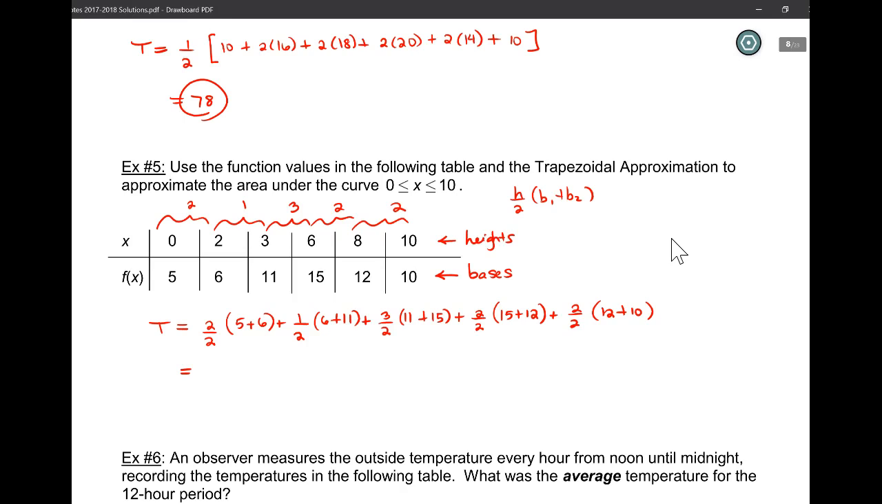So we have 5 plus 6 plus half times 6 plus 11 plus 3 halves times 11 plus 15 plus 15 plus 12 plus 12 plus 10. So I get 107.5.